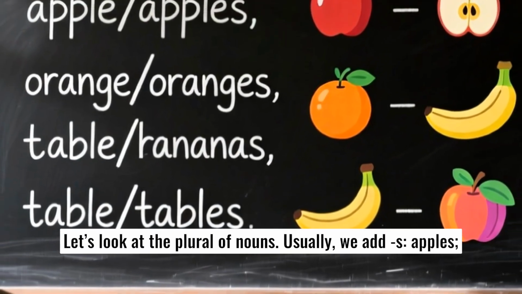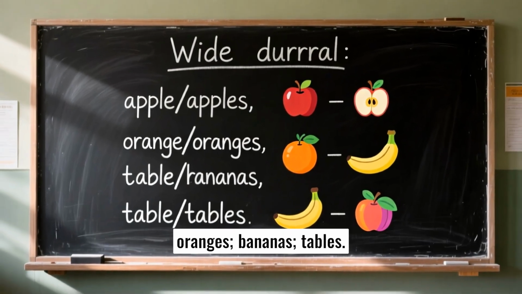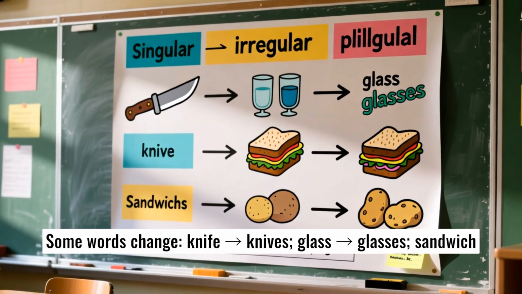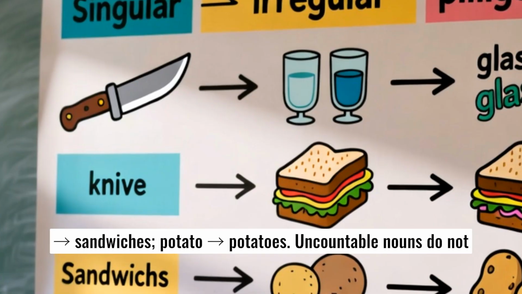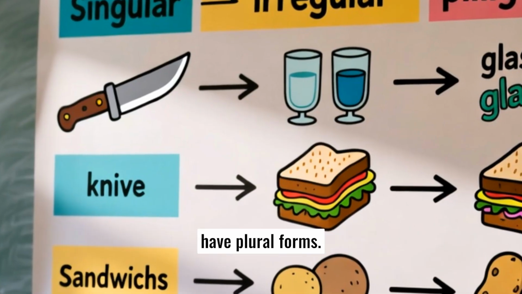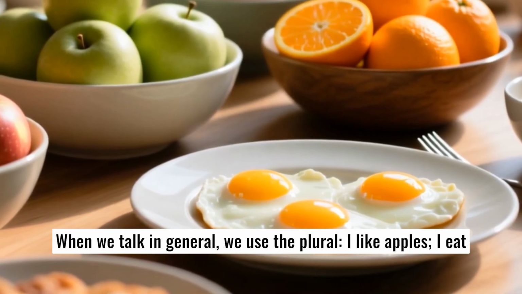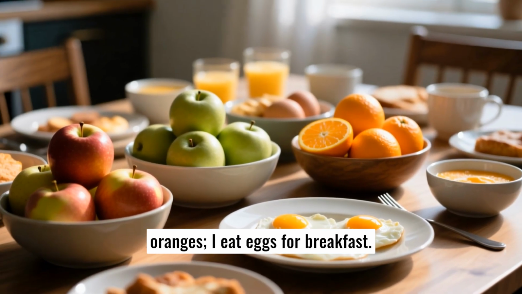Let's look at the plural of nouns. Usually, we add s: apples, oranges, bananas, tables. Some words change: knife, knives; glass, glasses; sandwich, sandwiches; potato, potatoes. Uncountable nouns do not have plural forms. When we talk in general, we use the plural: I like apples, I eat oranges, I eat eggs for breakfast.